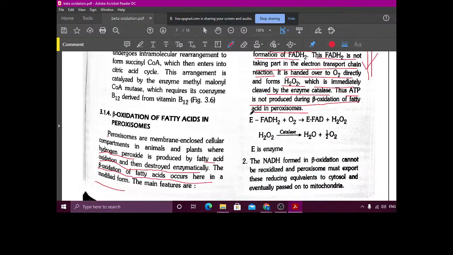So E-FADH2 plus O2 gives E-FAD plus H2O2. H2O2 is broken down into H2O and half O2. E is the enzyme.